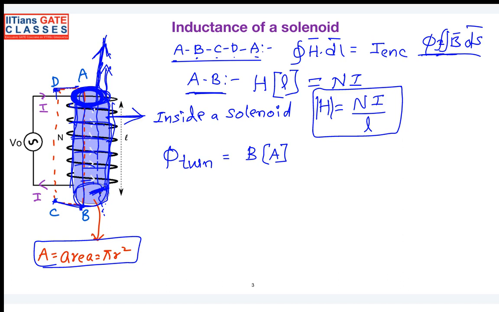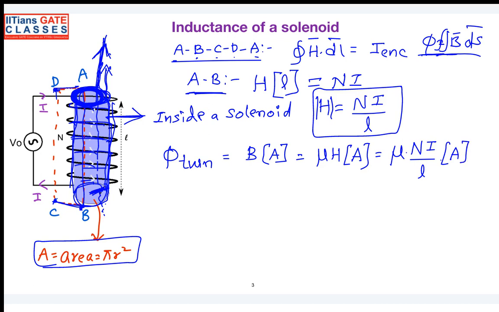So you know that the flux density is mu into H into A. So B is equal to mu H. So that will be equal to mu into the magnetic field intensity, that is equal to N I by L, into A.